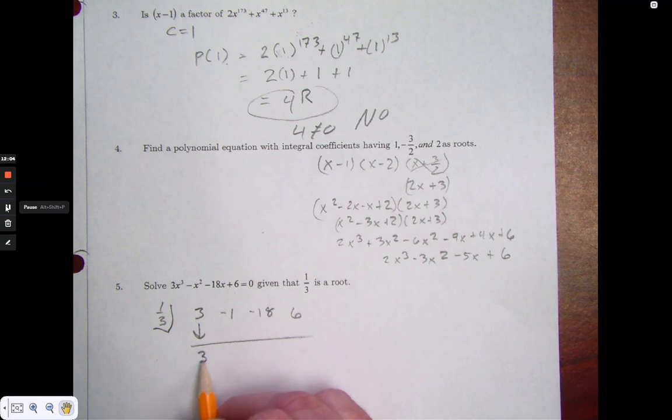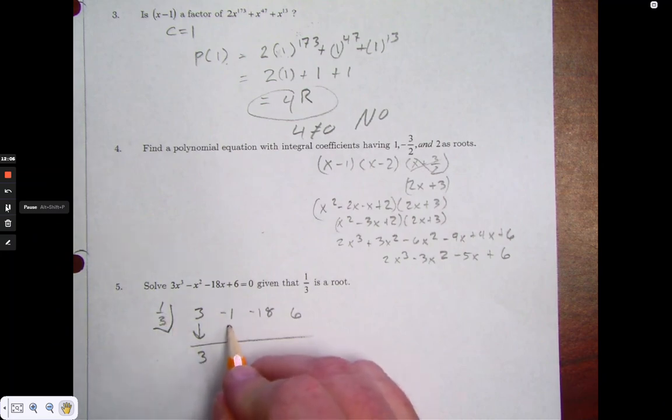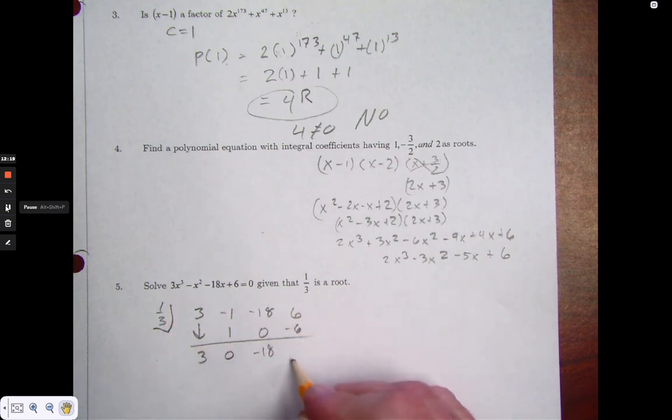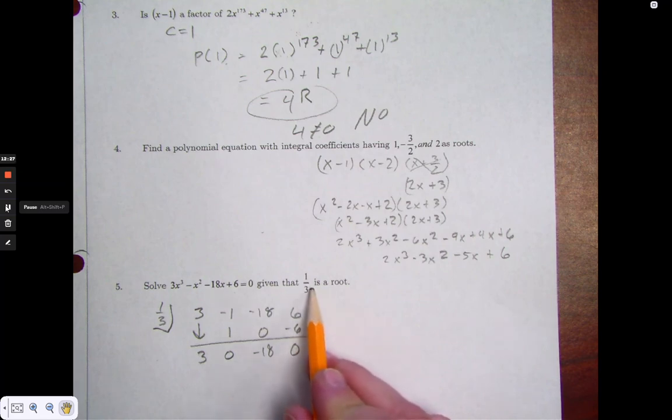We bring down our 3. 1/3 times 3 is just 1. Negative 1 and 1 is 0. 1/3 times 0 is 0. Negative 18 and 0 is negative 18. So 1/3 times negative 18 is negative 6. 6 and negative 6 gives me 0. So that means this remainder is 0, which is what should have happened, because we got that this was one of our zeros.